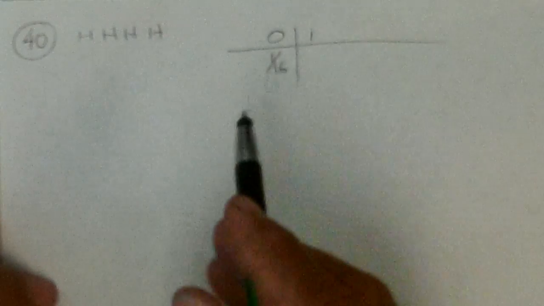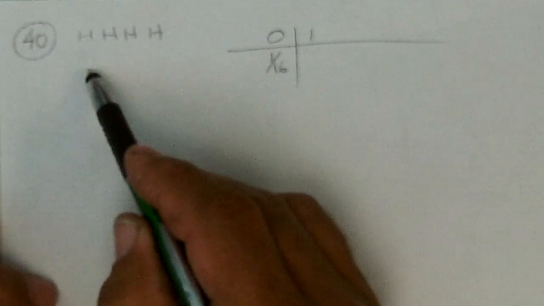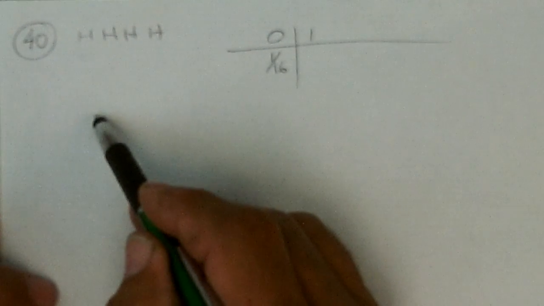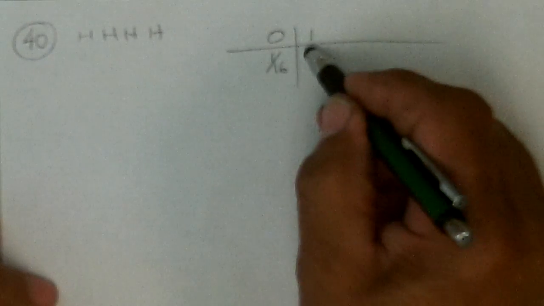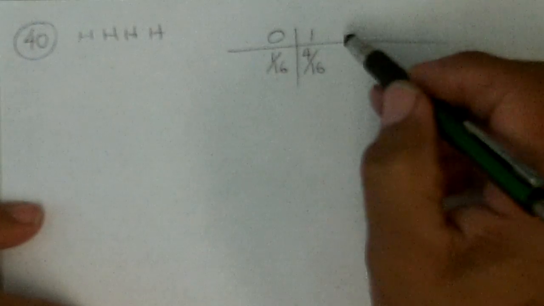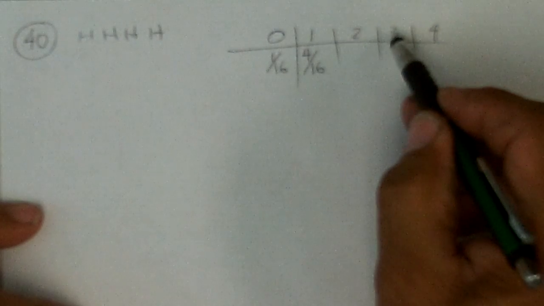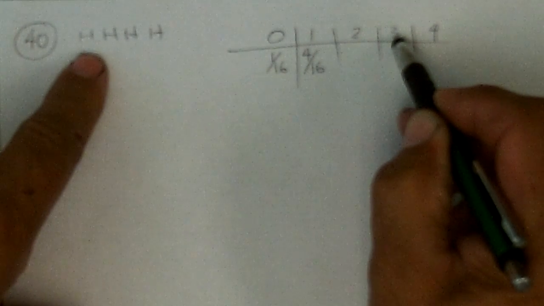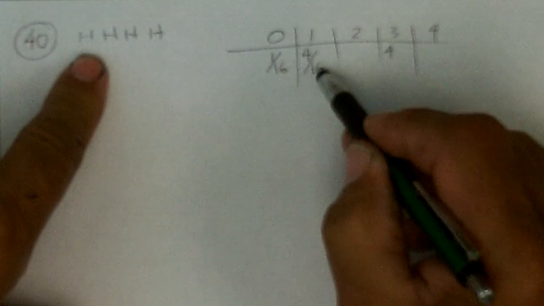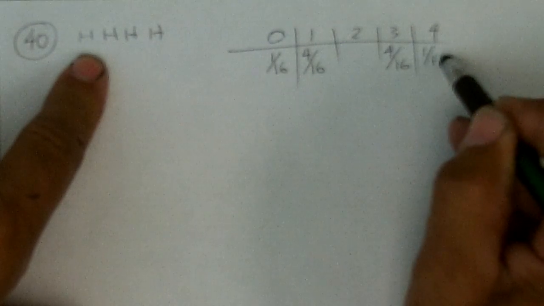Getting 1 head, it could be on the first, so it could be head, tail, tail, tail, or tail, head, tail, tail, or tail, tail, head, tail, or tail, tail, tail, head. So there are 4 of them that have 1 head. So 3 heads would be the same as having 1 tail, and 1 tail would be the same as having 1 head, and so that's going to be 4/16.